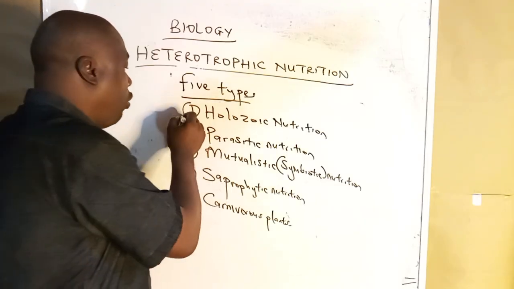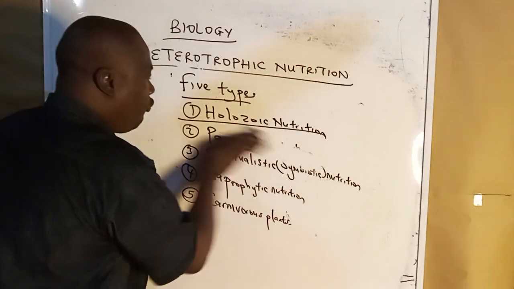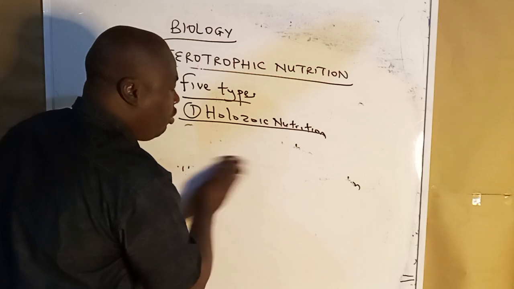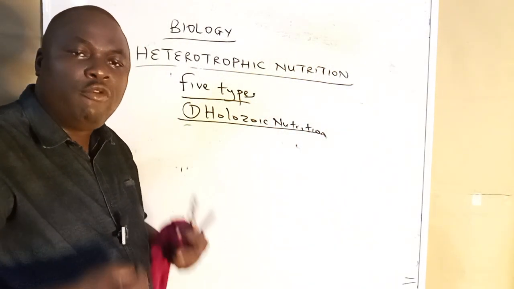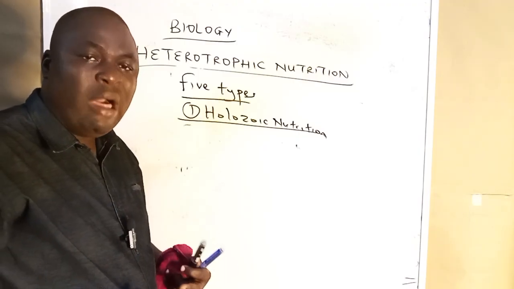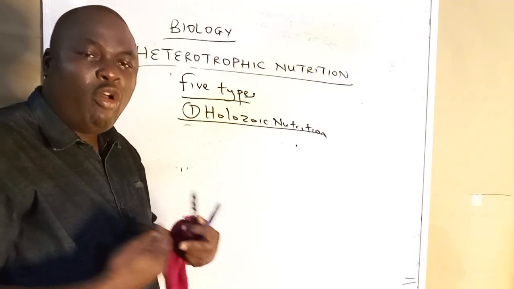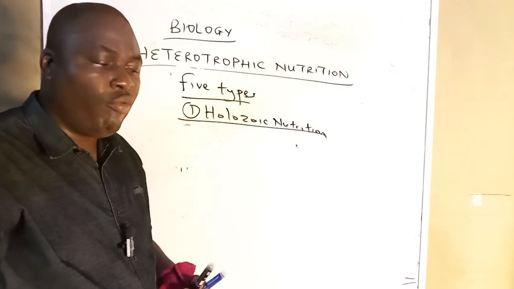Let's take the first one now. Holozoic nutrition. In holozoic, animals take ready-made food. It can be solid or liquid, and they digest it, absorb it, assimilate it, and remove the undigested food substances.